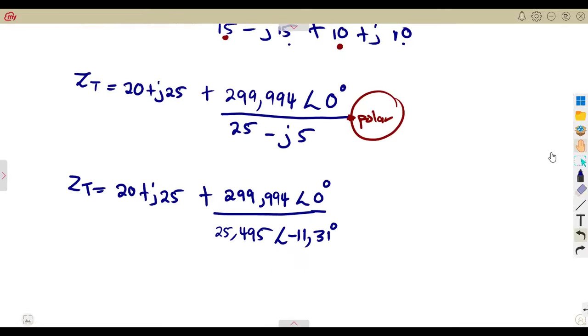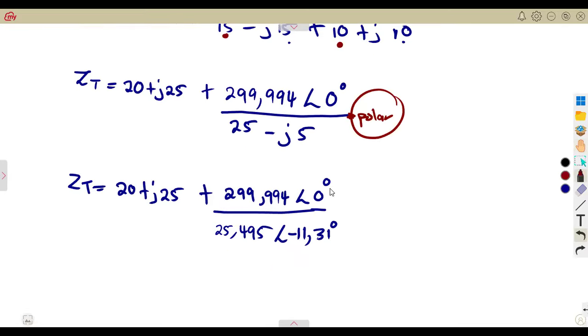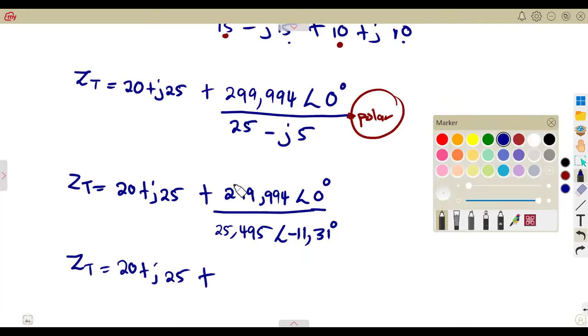So this is it. We can simplify, divide, because you're now under a division. How do you divide? These terms will be divided. The angles, you subtract. Angles, you subtract. So meaning to say, we are going to have our ZT. This one we're just writing as it is, 20 plus J25. Plus, let us simplify this part.